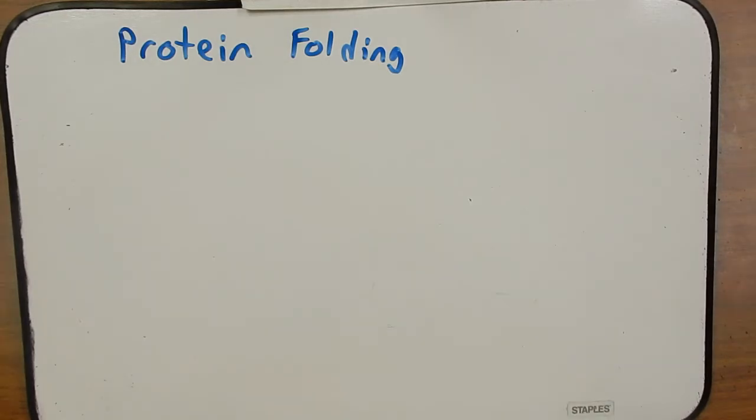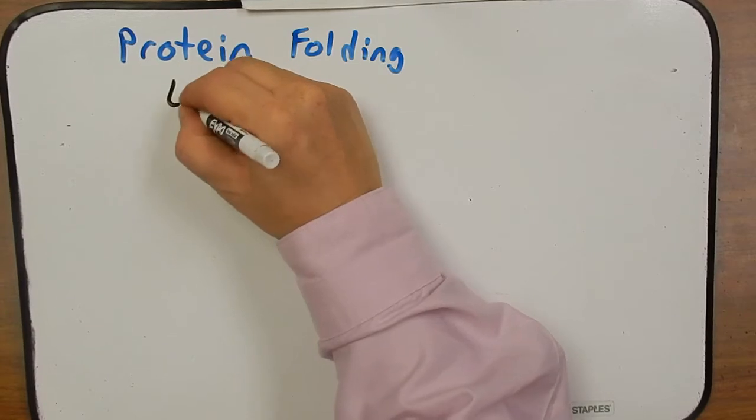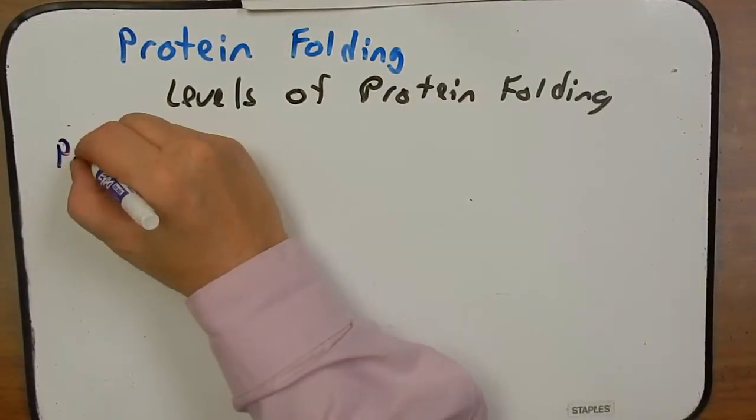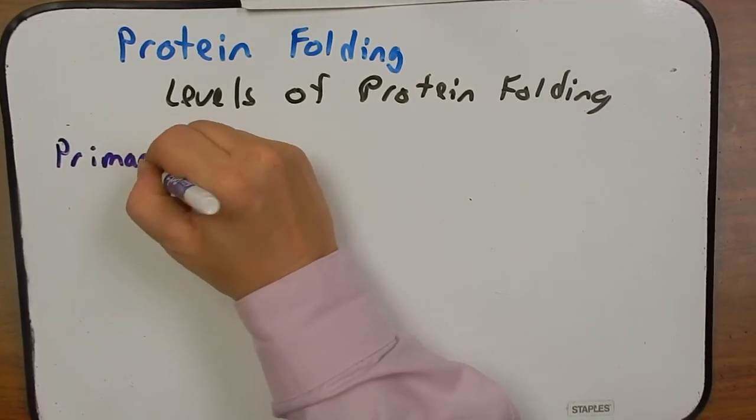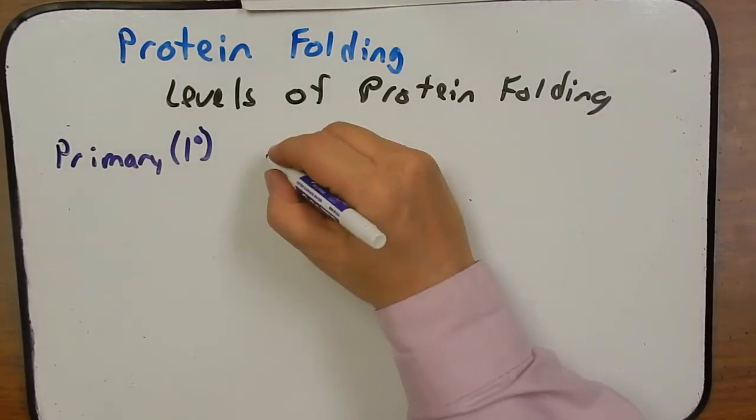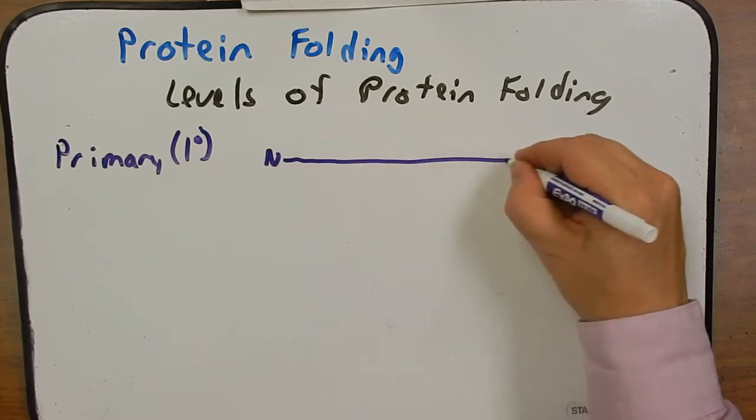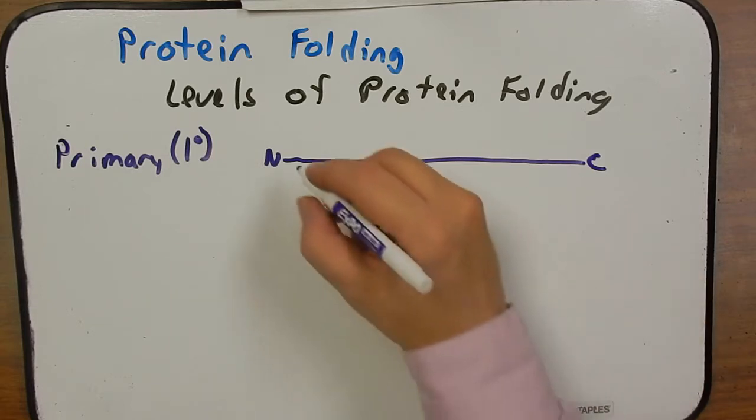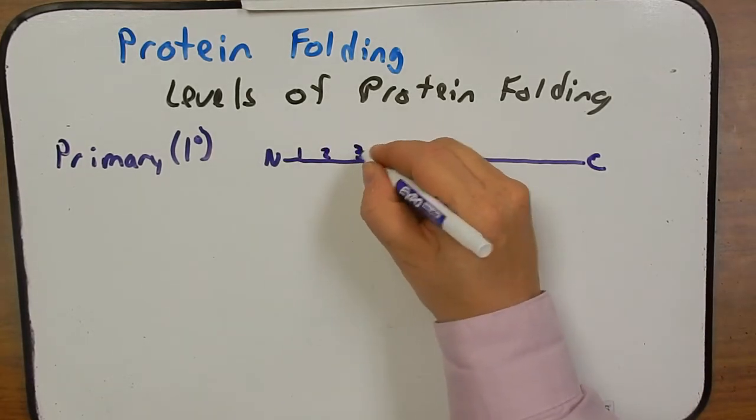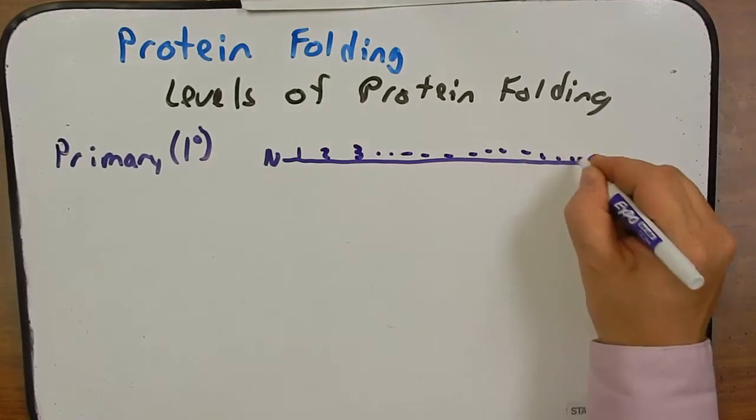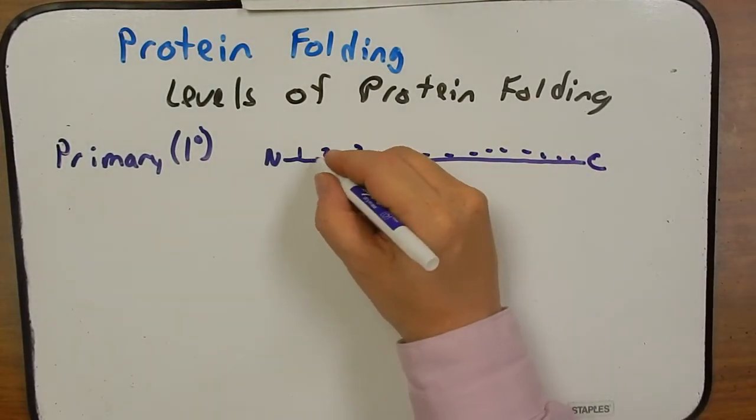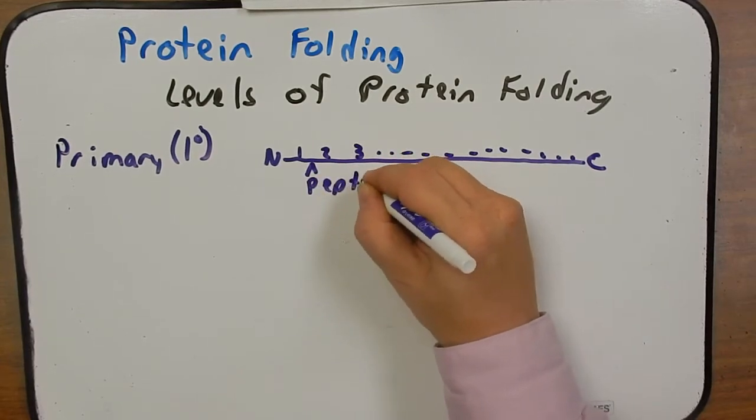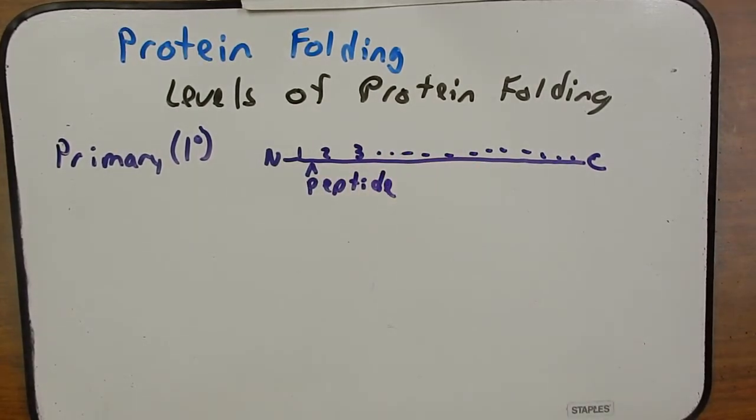Now I've alluded to this before, but I want to talk about the levels of protein folding. The first one is called primary. The primary structure is just that linear sequence of amino acids. So from the N terminus to the C terminus, you have one amino acid, two amino acids, three amino acids, and all the way down until you get to the N. As we've discussed before, each of these amino acids are held together by peptide bonds. So we would say that the primary structure is characterized by peptide bonds.